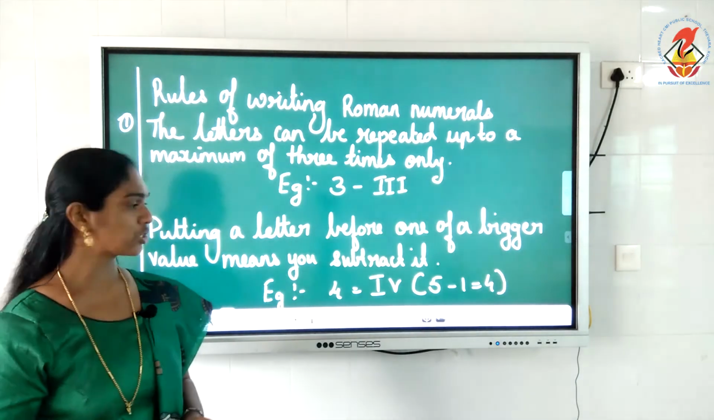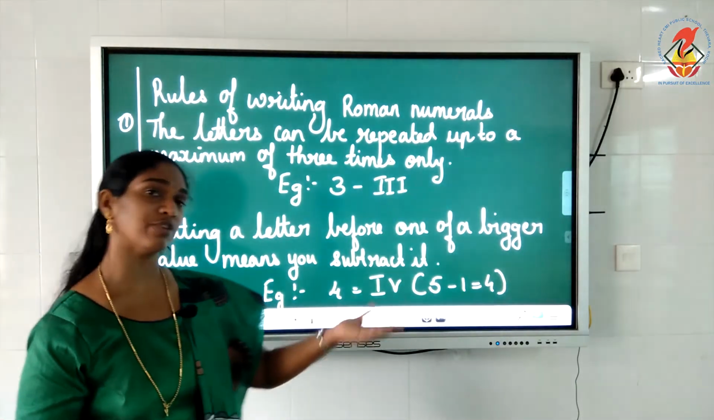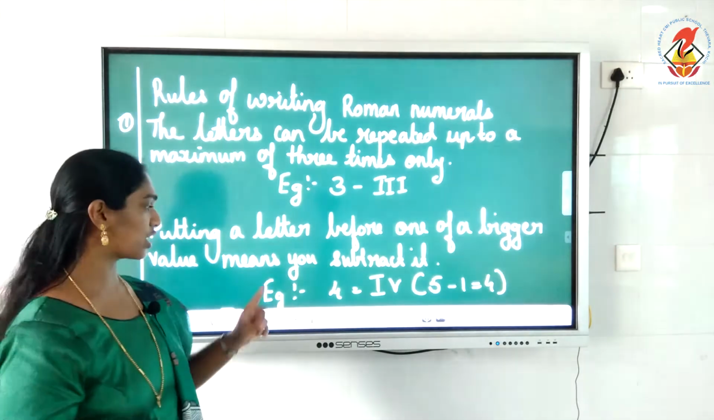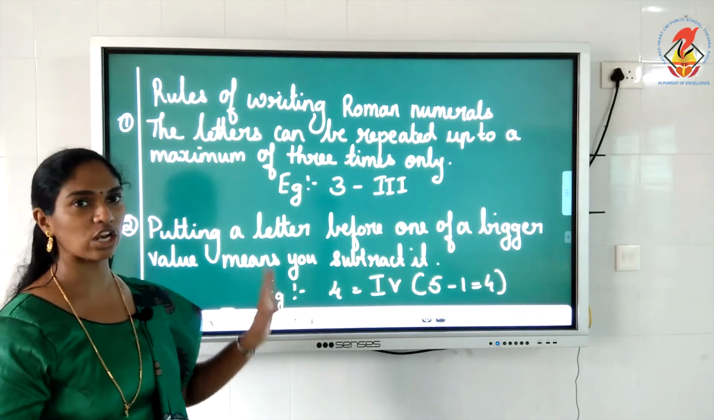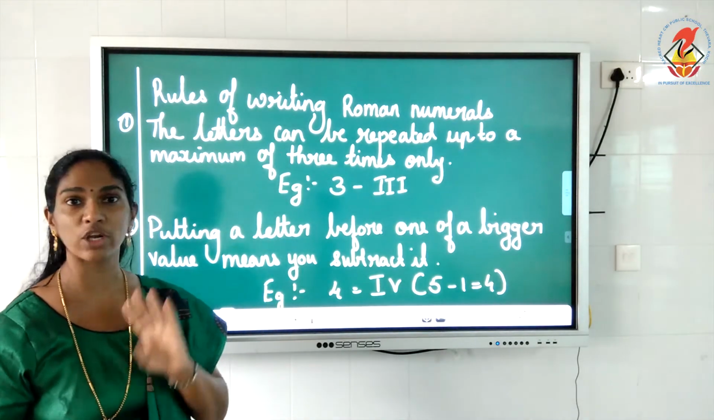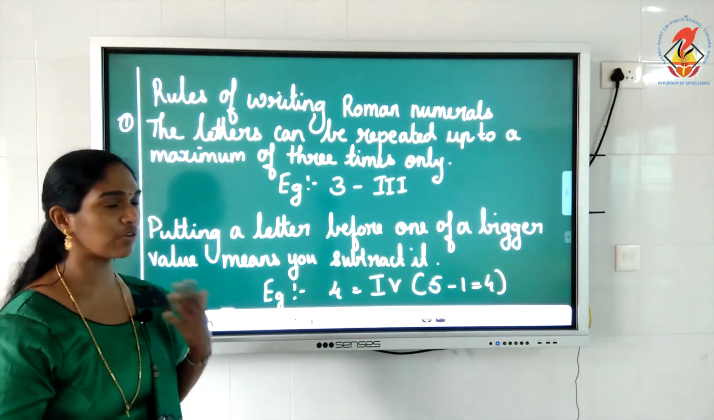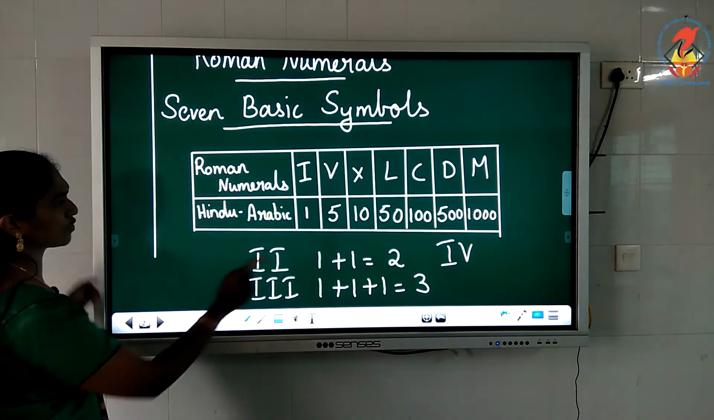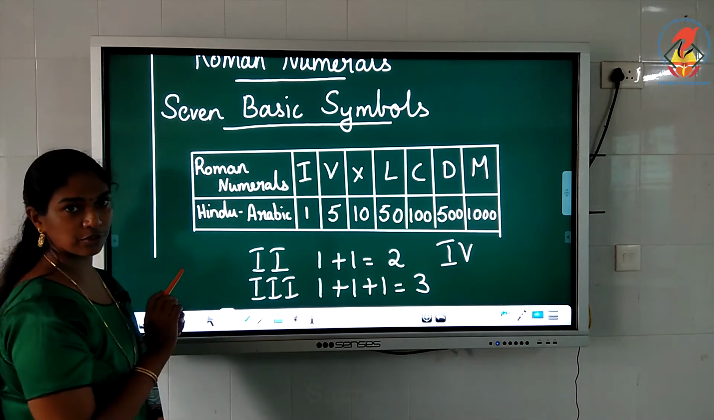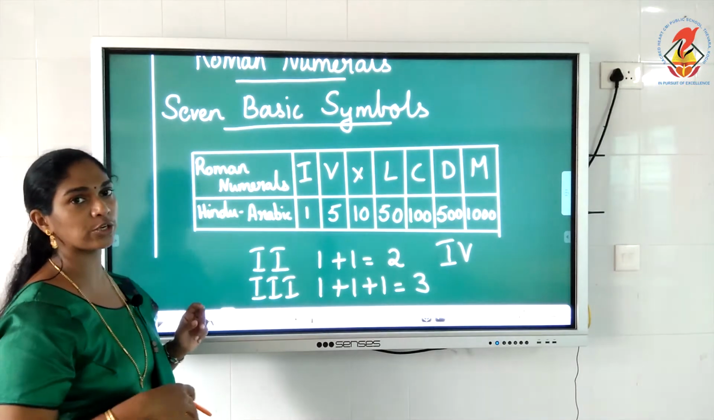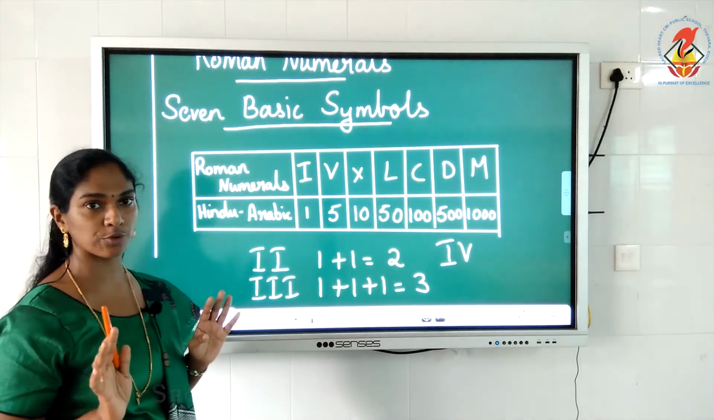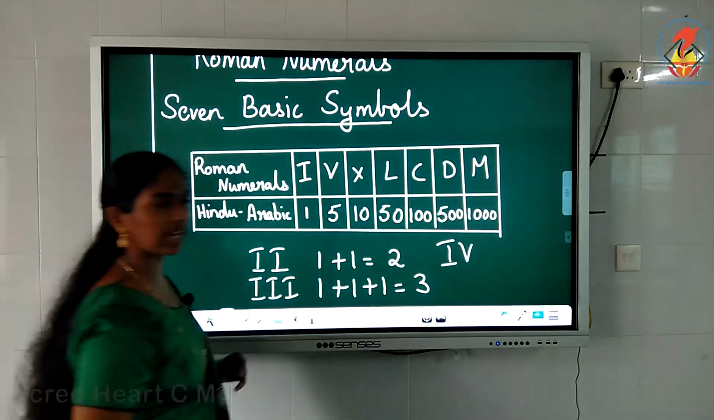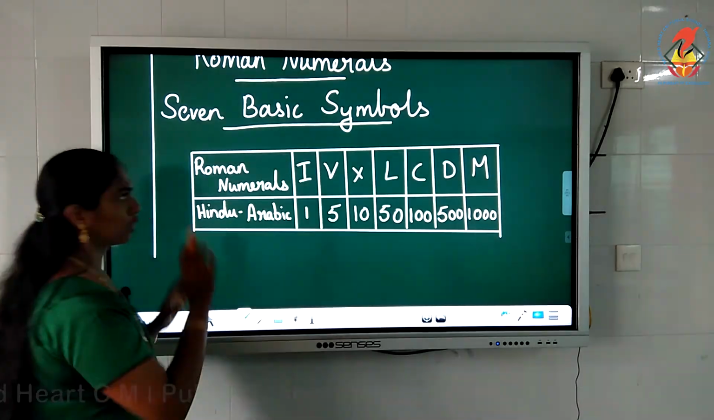So, if you put a letter before a bigger value, it means you are subtracting. That is how we are getting 4. We know we cannot write 4 as IIII. You cannot repeat a letter more than 3 times. So our next option is, in the 7 basic symbols you have seen V is 5. To write 4, what can we do? We need to minus 1, then we can get 4. So to minus 1, before V we put the letter I. Okay children, you will copy this.